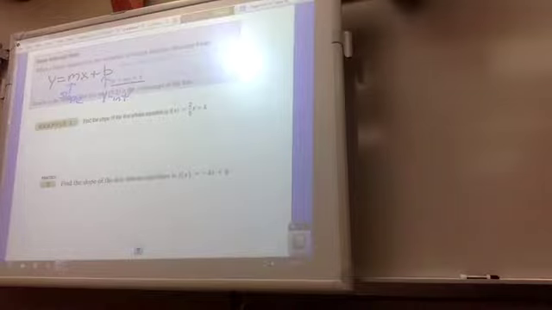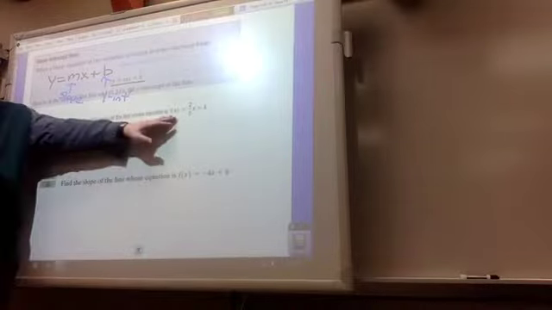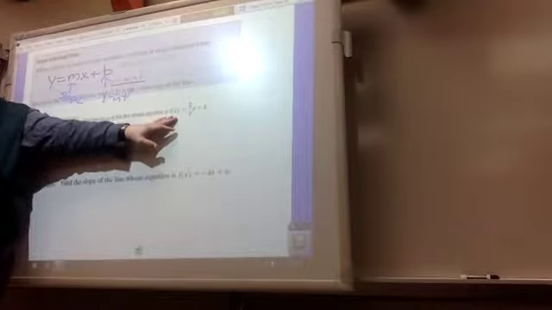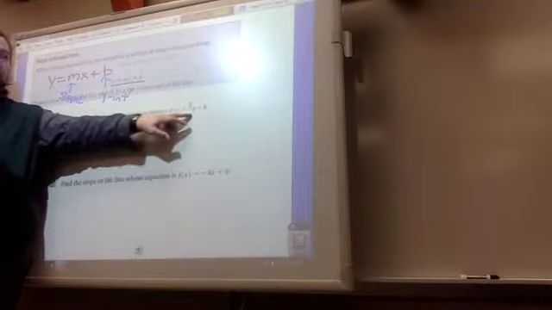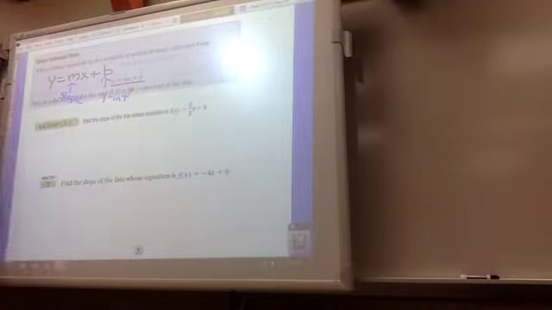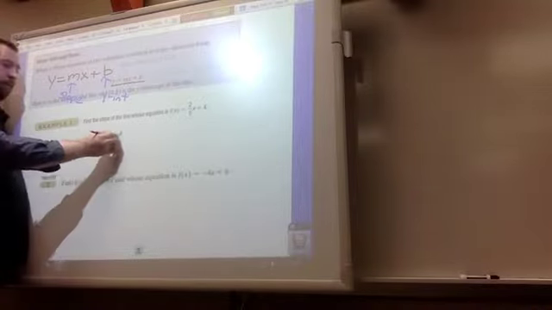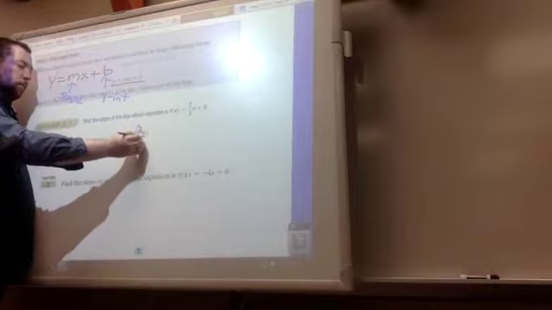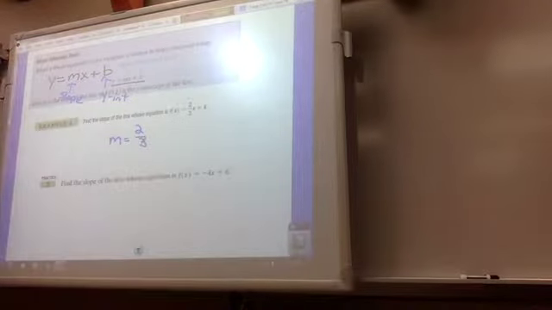So for example here, if I want to find the slope of this equation, f of x, which is the same thing as y, is equal to 2/3 x plus 4, the slope is the number in front of the x. So what is my slope here? 2/3. There's your slope. And in section 5, we'll learn how to use that to graph.